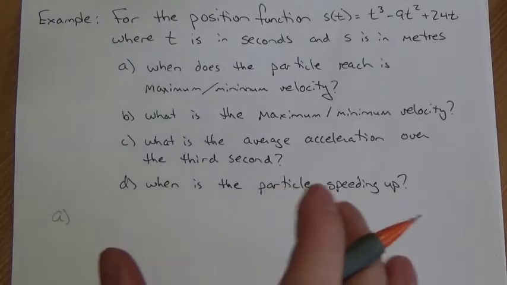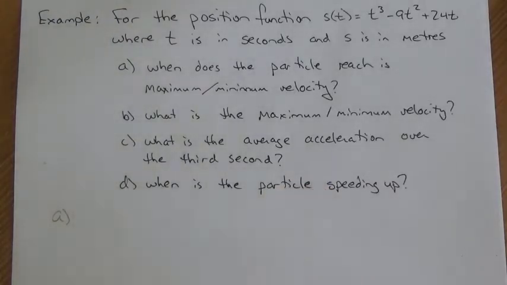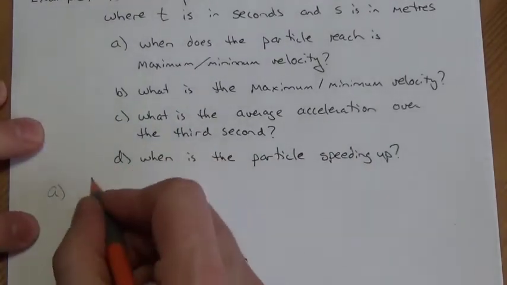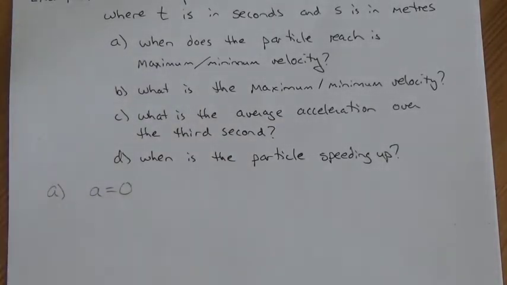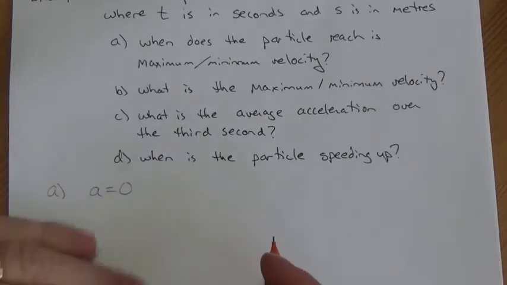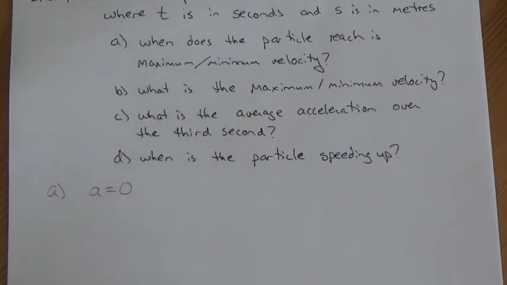So when does the particle reach its maximum or minimum velocity? In this case, we don't know yet, and we're going to figure that out in a second, whether it's max or minimum. But that's going to be when its acceleration is equal to 0. As soon as you stop accelerating, the velocity has stopped changing, which means we've arrived at either a maximum value or a minimum value for that velocity. I hope that makes sense.